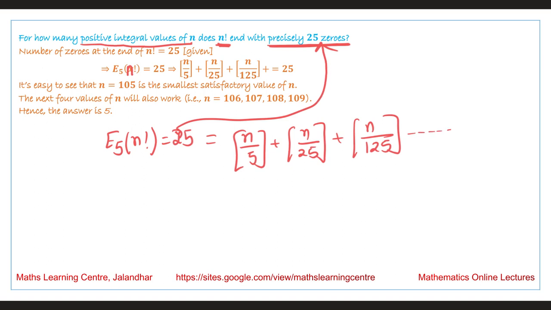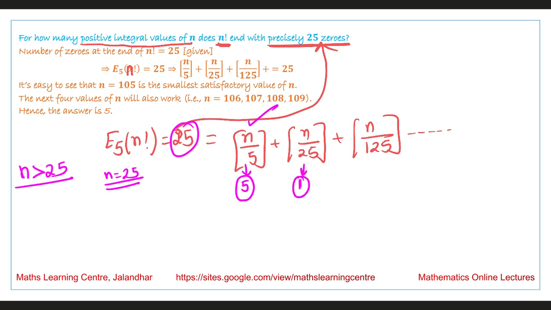Now suppose we substitute values of n. We want to calculate the value of n for which the sum of all these terms should be 25. The first thing that is clear is that n should be greater than 25. So suppose we substitute n is equal to 25. The answer for this term will be 5, the answer for this term will be 1, and all other terms will be 0.